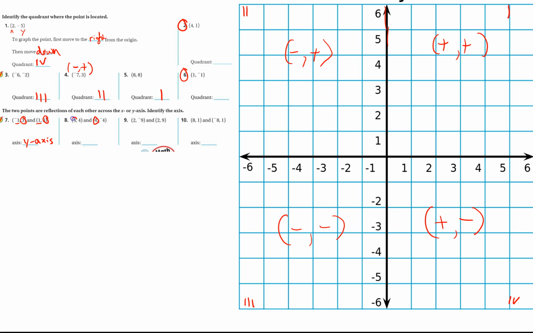So the same numbers are in the x position. Remember, x is first, y is second, always in an ordered pair. So we know that it reflects across each other along the x-axis. Okay, I'll let you do 9 and 10 on your own. I expect those to be completed when I come around and check your textbook.